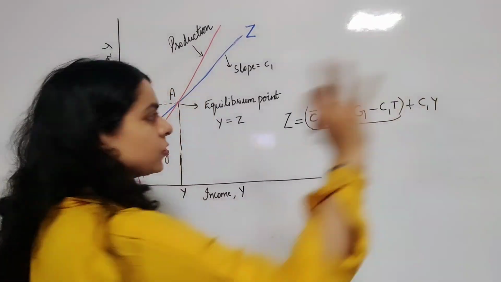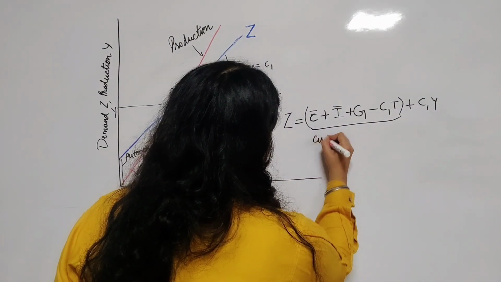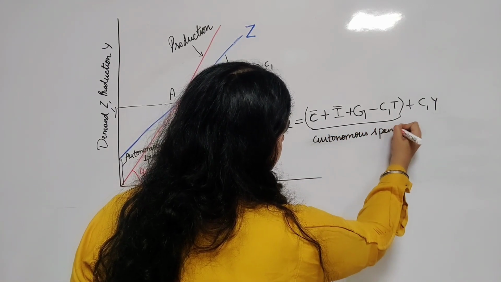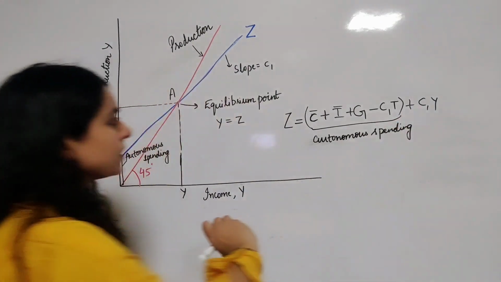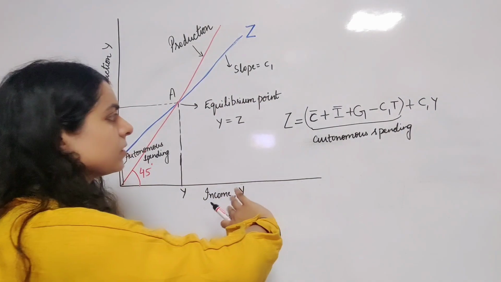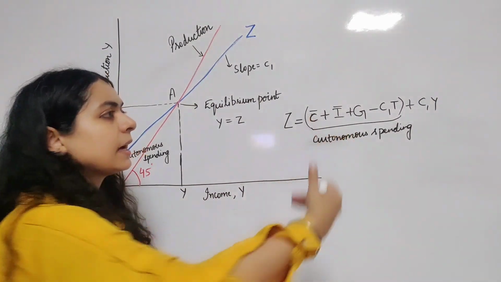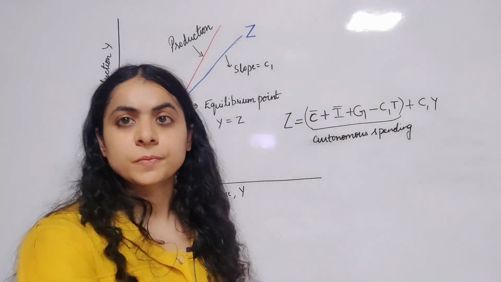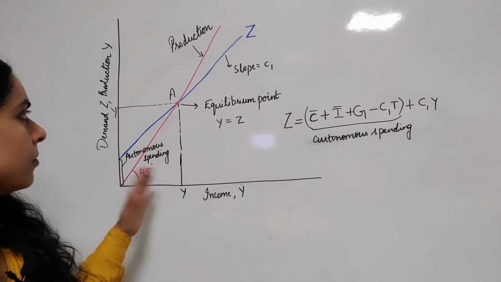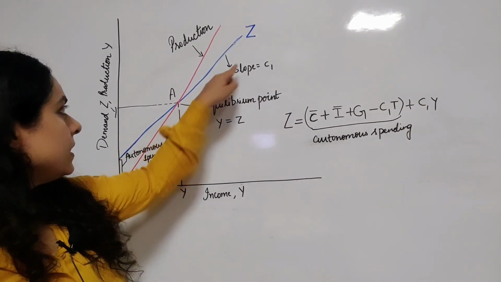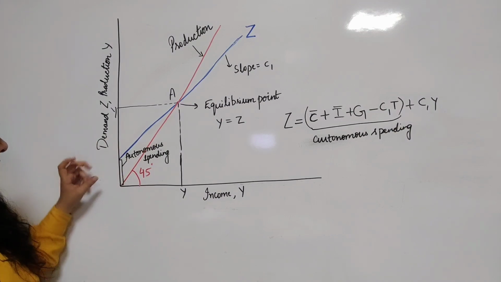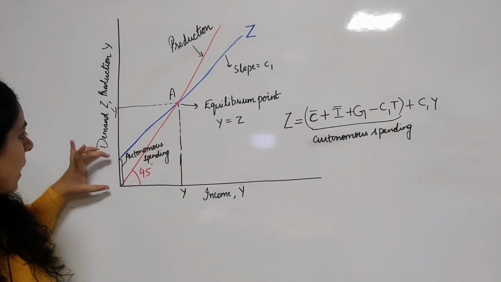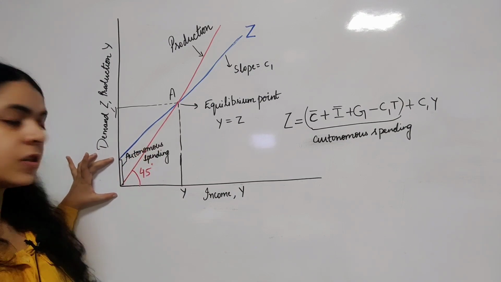Relation between demand and income is shown here, where this represents autonomous spending, and the demand depends on autonomous spending and on income through its effect on consumption. The relation between demand and income is shown by Z in the graph. The vertical intercept represents demand at zero income. It is represented as autonomous spending here.